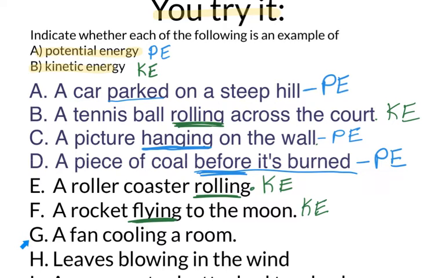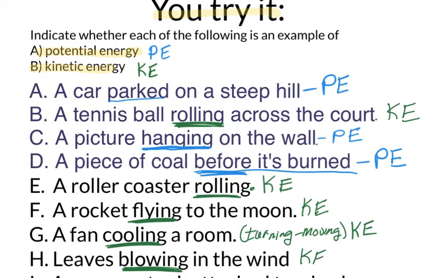Letter G, a fan cooling a room. This one's not quite as obvious, but again, because it's cooling, that means it's turning, and so that one is kinetic energy. Letter H, leaves blowing in the wind. Again, these are moving around as long as the leaves are moving, and that means that there's kinetic energy. Now, those particles of air that are blowing into the leaves also have kinetic energy.